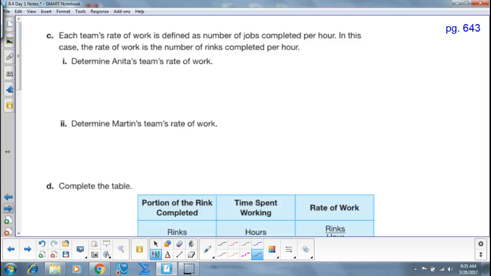So, part C. Each team's rate of work is defined as the number of jobs completed per hour. In this case, the rate of work is the number of rinks completed per hour. So, determine Anita's rate of work. Well, her rate of work is going to be X over 20. Martin's rate of work is going to be X over 30.